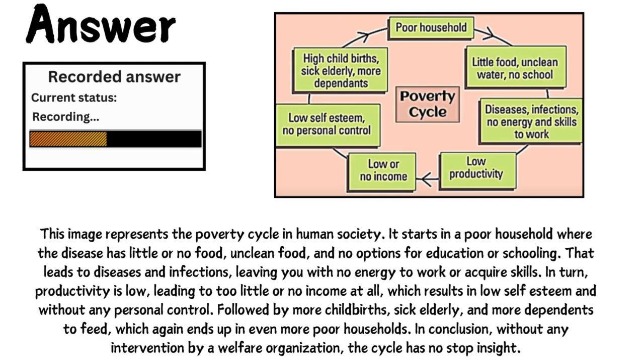In turn, productivity is low, leading to too little or no income at all, which results in low self-esteem and without any personal control. Followed by more childbirths, sick elderly, and more dependents to feed, which again ends up in even more poor households. In conclusion, without any intervention by a welfare organization, the cycle has no stop in sight.